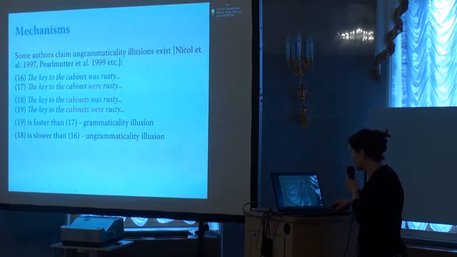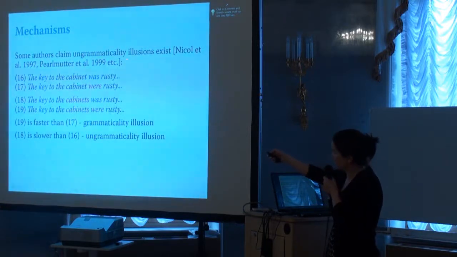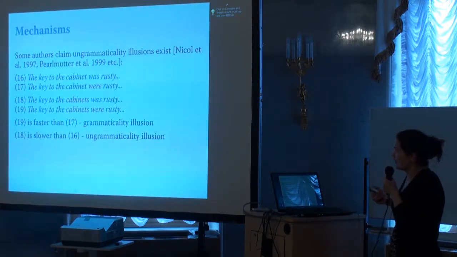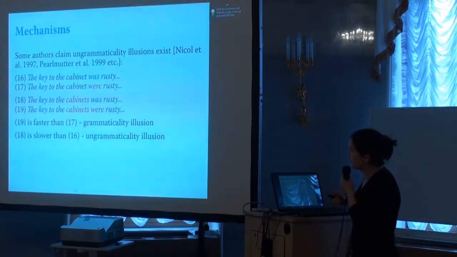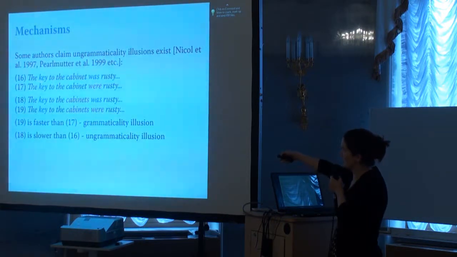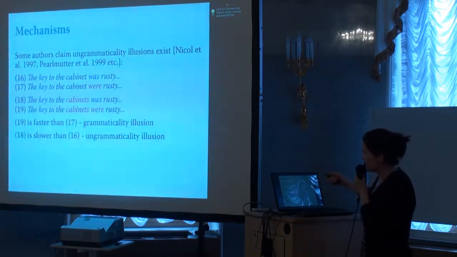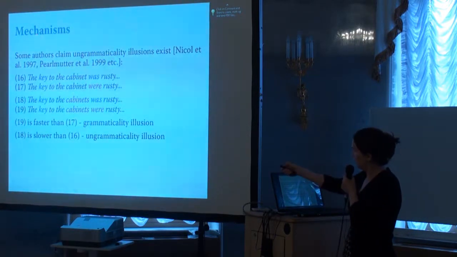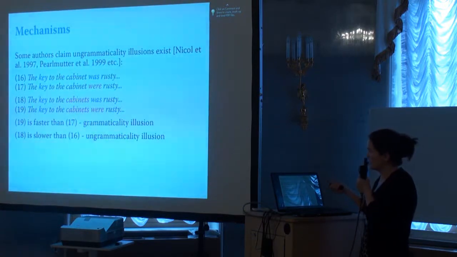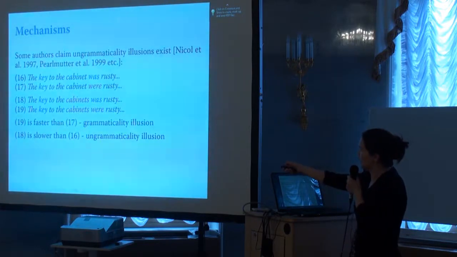So, do we actually have ungrammaticality illusions? It's a question that is undecided so far. Some authors claim that we do. So, let's compare the sentences in 16 through 19. These authors in different experiments demonstrated that the sentences like 19 are read faster than the sentences like in 17.